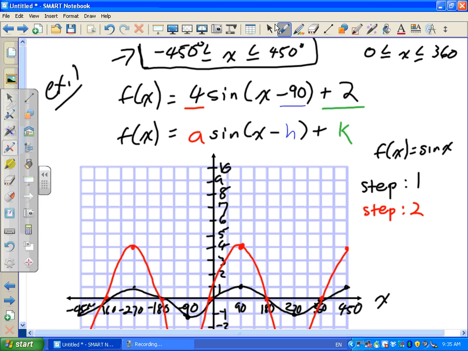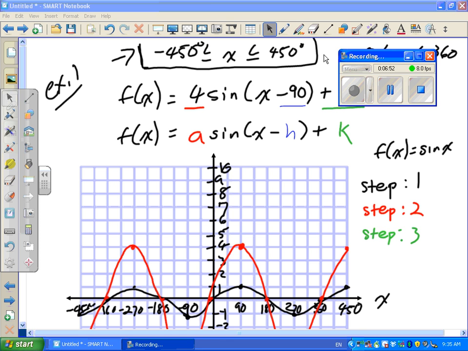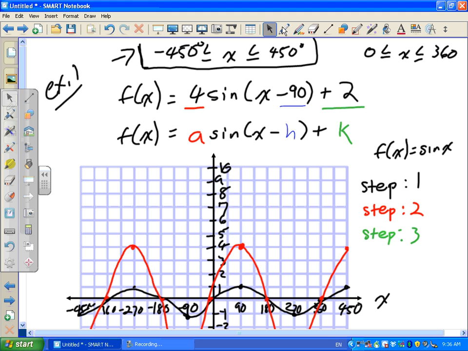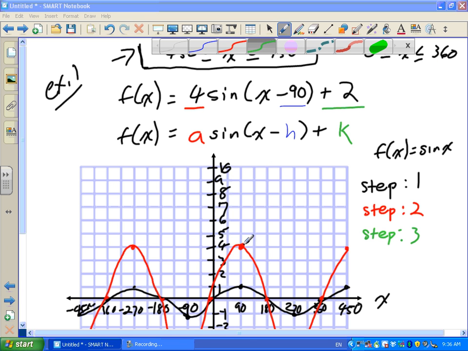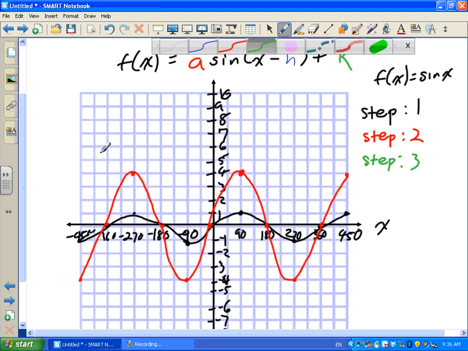Okay? Our step 3 is done in green. Okay, so our step 3 has been done in green, so we're going from red to green now. So my red graph we have here, and our K is +2. So I'm going to take all my major points, okay? If you guys remember, that's our 0, our another one is 90. I'm just going to move them up 4. So 0 and 0 is now going to become 0 and 4.